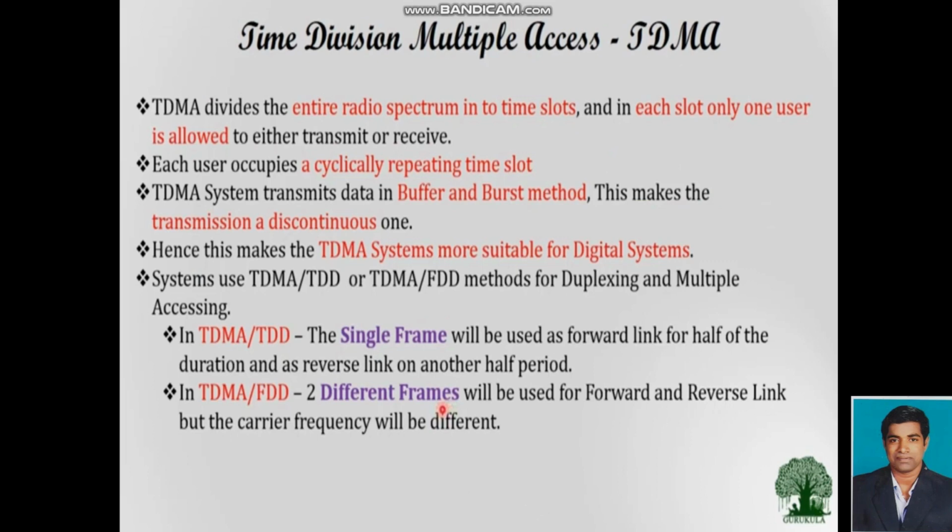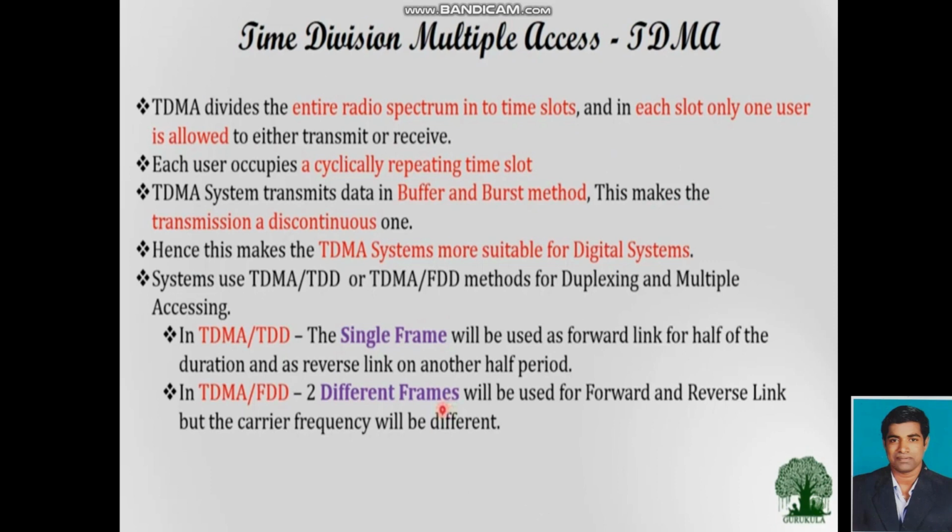cyclically repeating time slot. A TDMA system transmits data in a buffer and burst method. This makes the transmission a discontinuous one. Hence, this makes TDMA systems more suitable for digital systems. Systems use TDMA/TDD or TDMA/FDD methods for duplexing and multiple accessing.